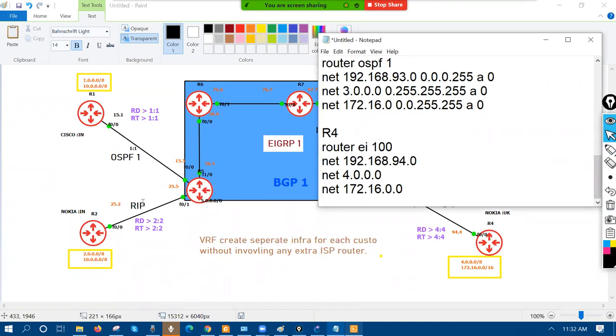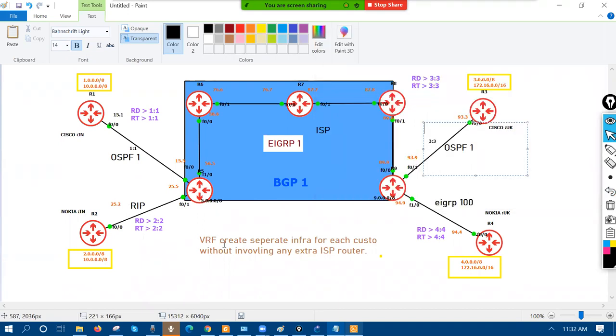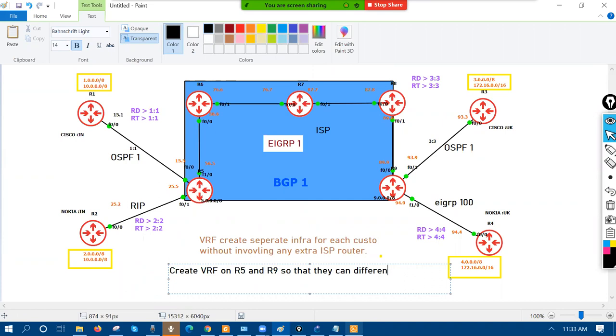And why am I creating the VRF? So that they have a separate routing table, right? VRF creates a separate infrastructure for each customer without involving any extra ISP router. So I'm just creating a VRF on R5 so that R5 will differentiate, right? VRF on R5 and R9 so that they can differentiate the customer. Done.